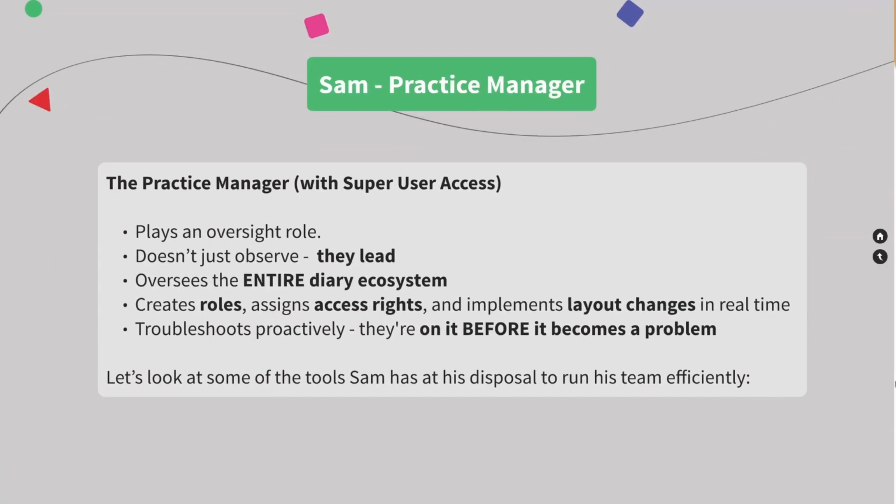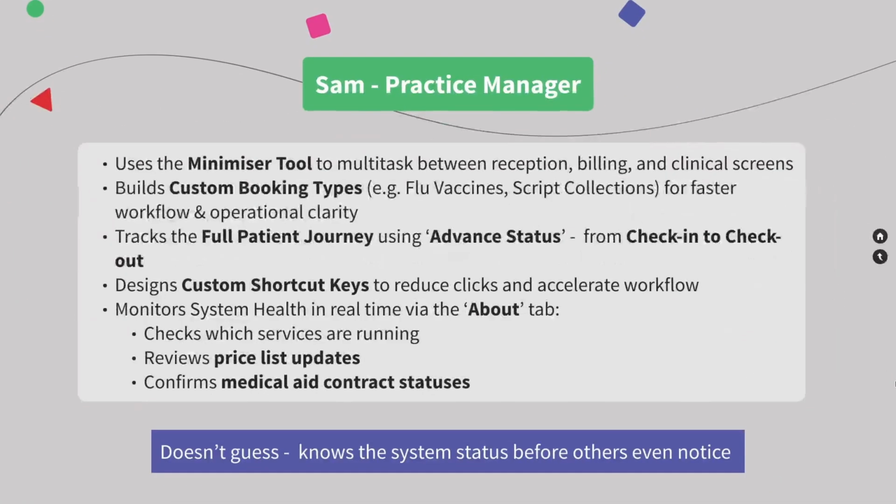The practice manager will now have an oversight role and will be able to better lead, and he can oversee the entire diary screening. Like I explained in the beginning, he's got access to everything: he's created the roles, assigned access, and made layout changes. Now he can troubleshoot proactively, so he knows what's going on before anyone else and can deal with certain things accordingly.